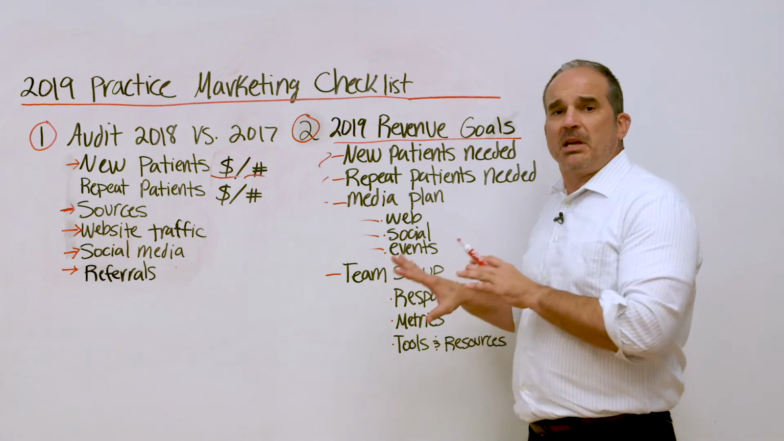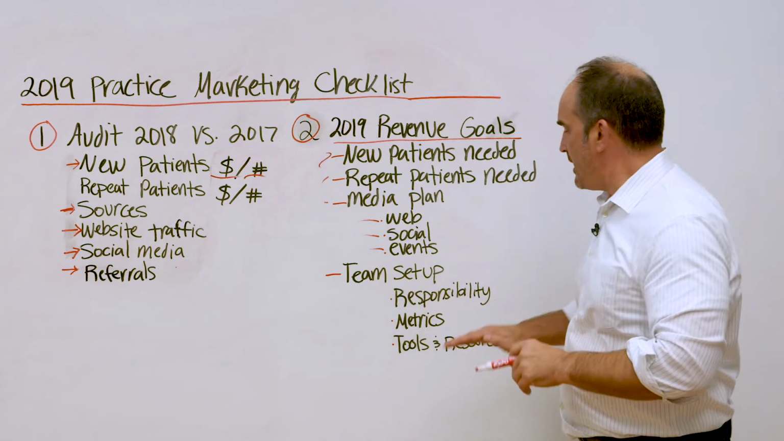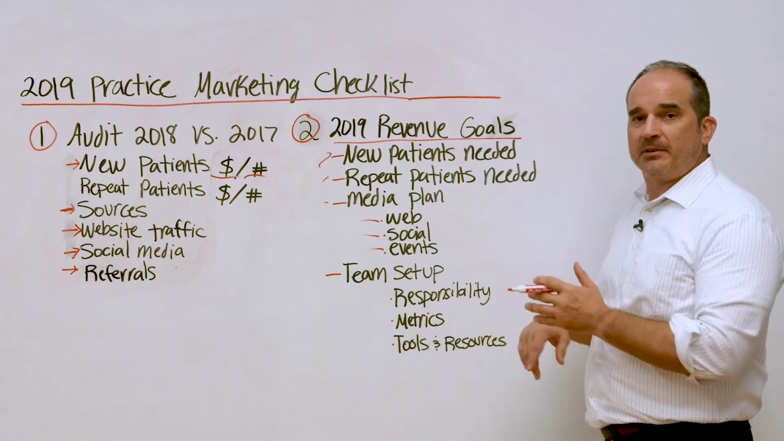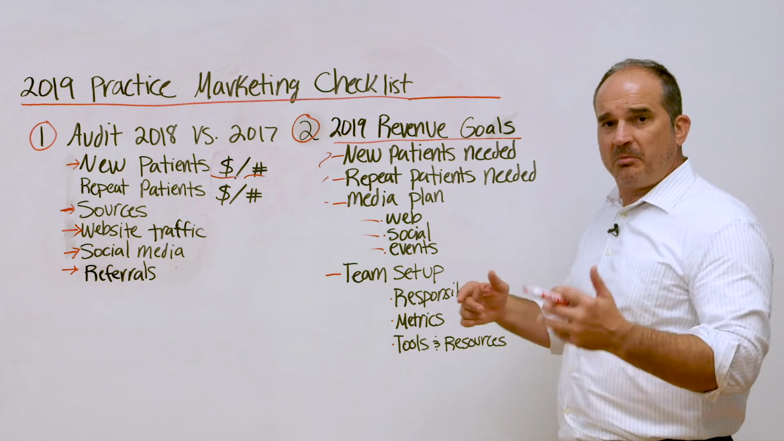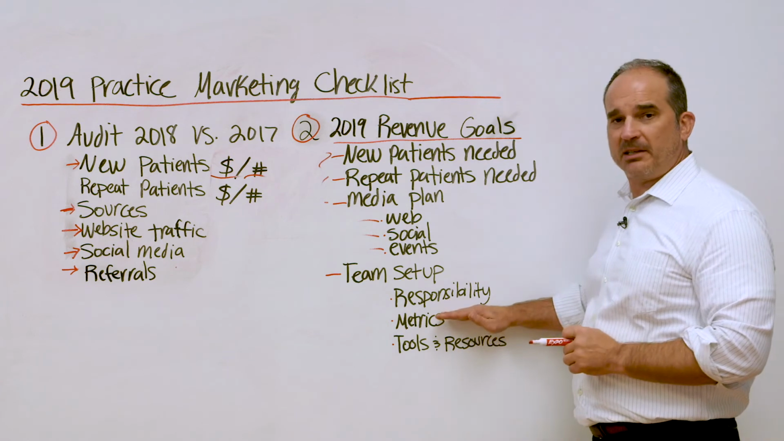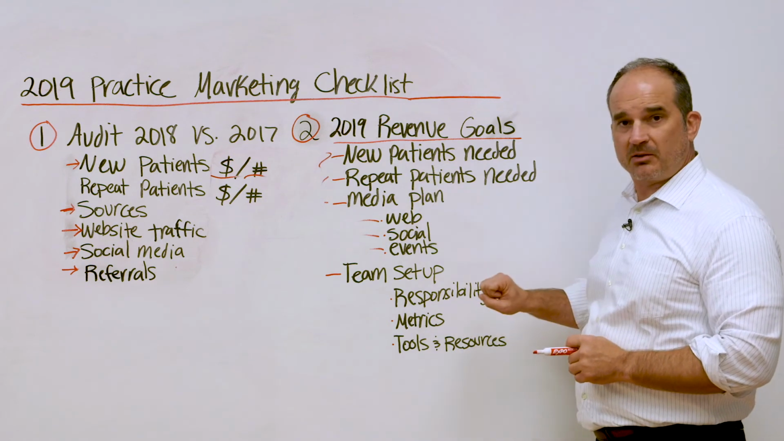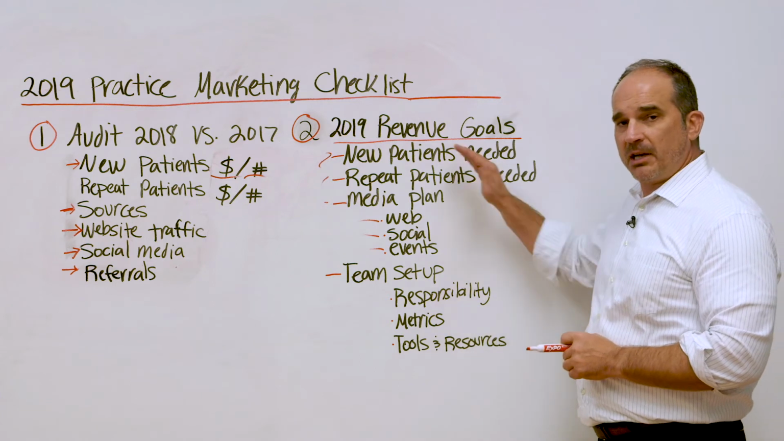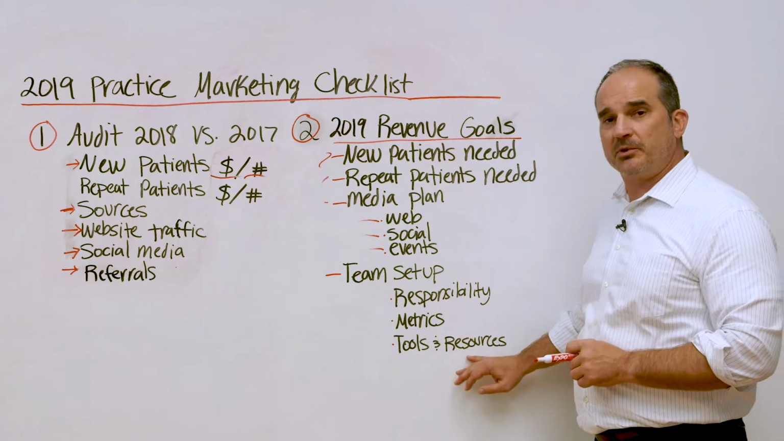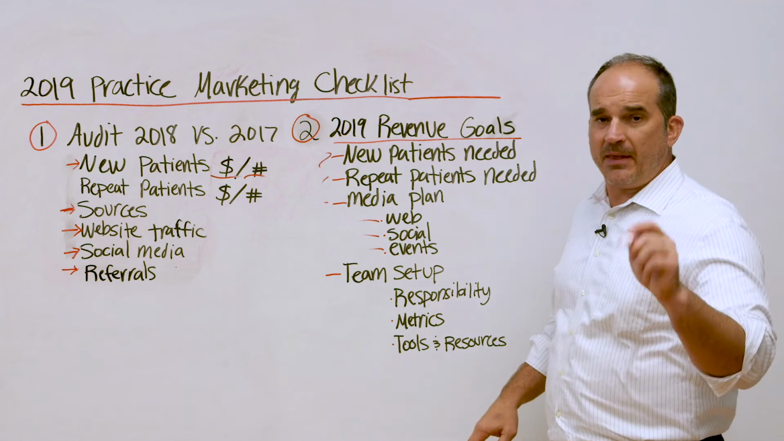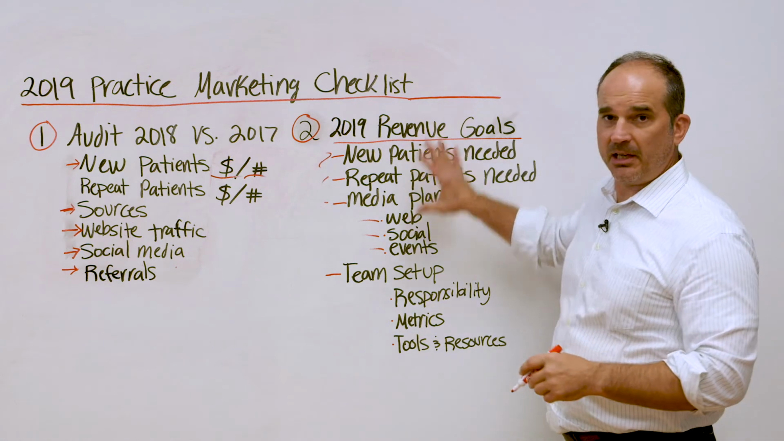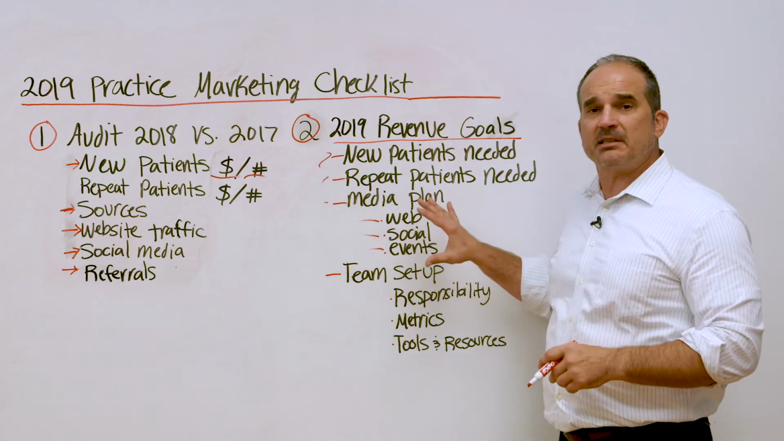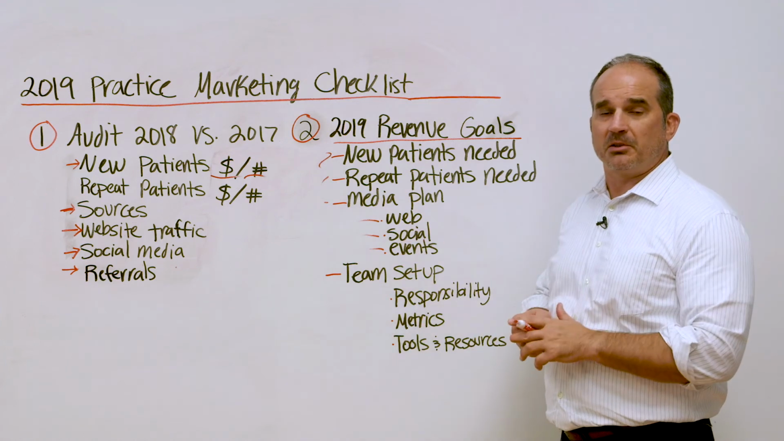Then from there, make sure that your team is set up, okay? Make sure your team understands, your office manager, your front desk personnel, patient coordinators. What are their responsibilities in regards to hitting these goals? What are the responsibilities with respect to the metrics that are going to hit these goals? And what are the tools and resources you're willing to give them and that they need in order to successfully implement this goal? If you use this as a basic checklist, I guarantee you'll do better next year than you did this year.